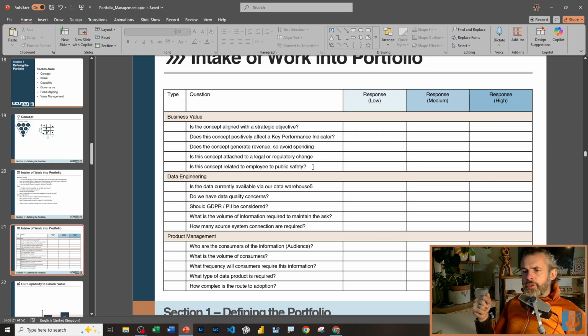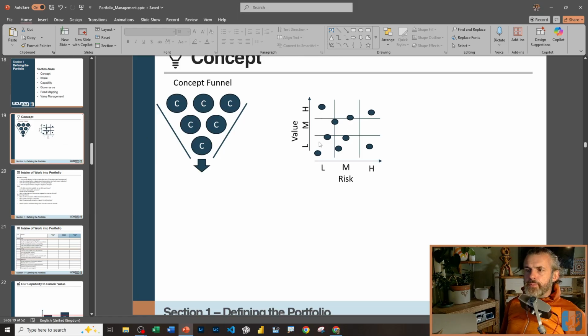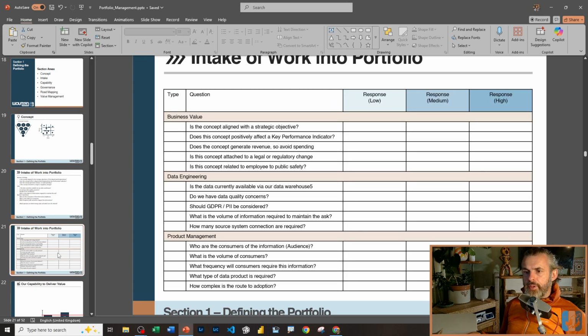But there's another dimension to this as well. So going back to our value and our risk matrix here, we want to determine if something's a low, medium, or high risk, but we want to determine if something's a low, medium, or high in terms of its value. So these questions are either going to be risk related or value related.